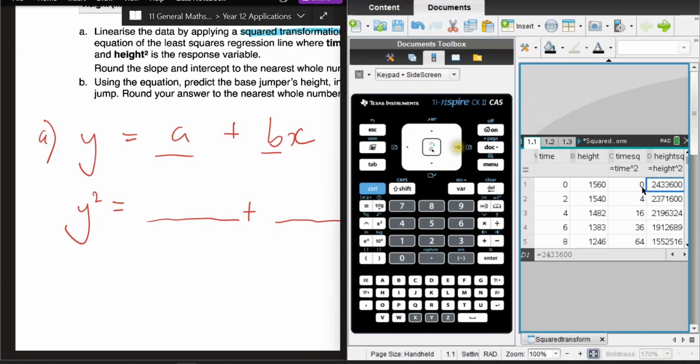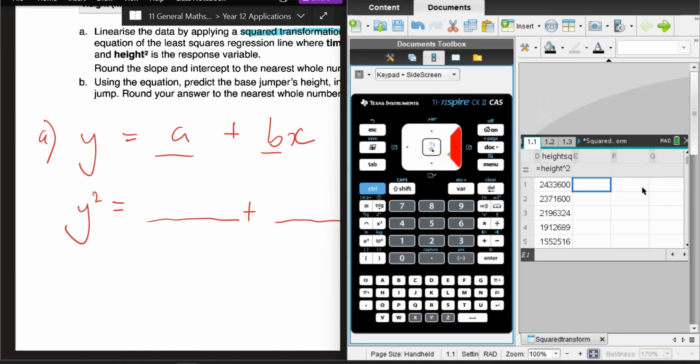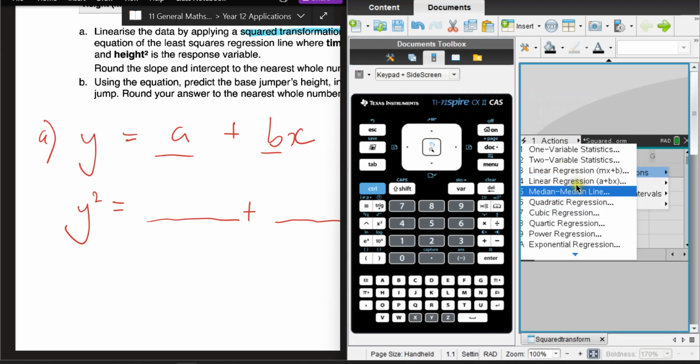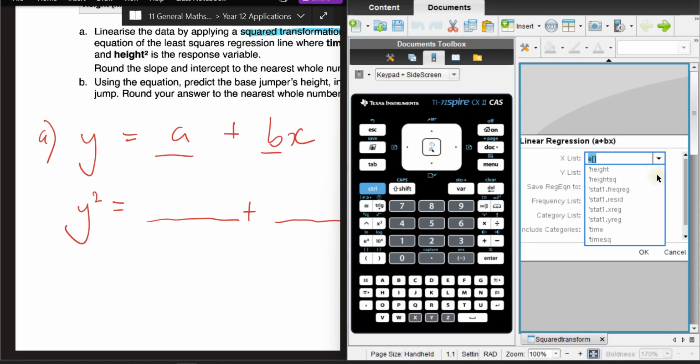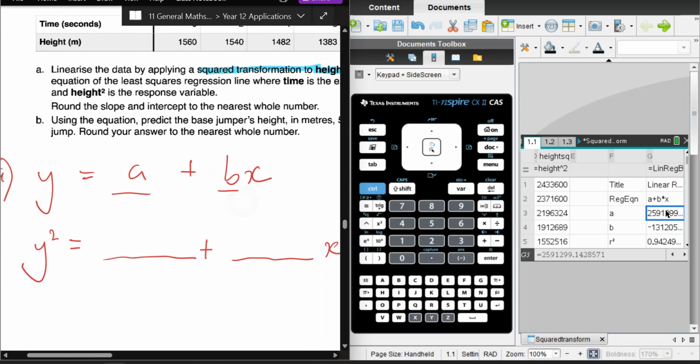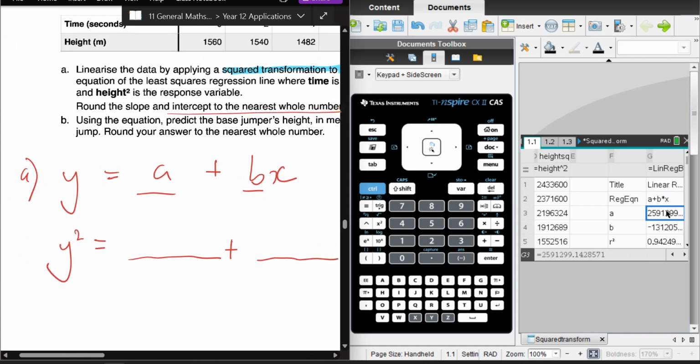If you forgot how to find your formula here: menu, statistics, stat calc, a plus bx, so number 4. Remember, x we didn't transform this time, so it just stays as time. But we did transform y, so we're going to call it height squared. So be mindful of what you have transformed when you do these questions. All right, so it's really small, eh? There it is. So a is going to be 2591299. Now, it does say to do nearest whole number, so we're going to round this to the nearest whole number.